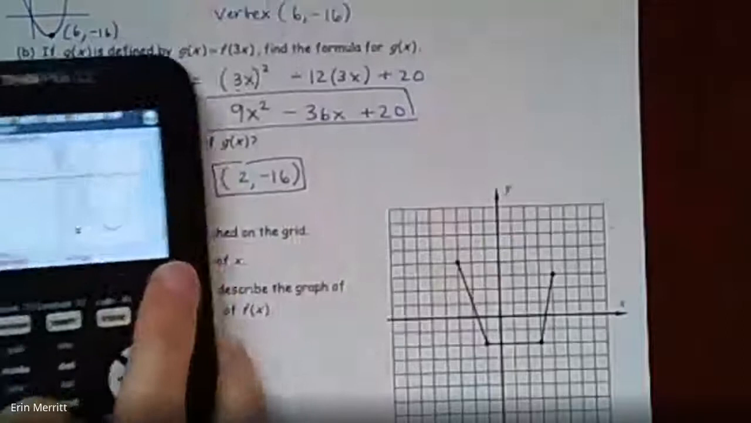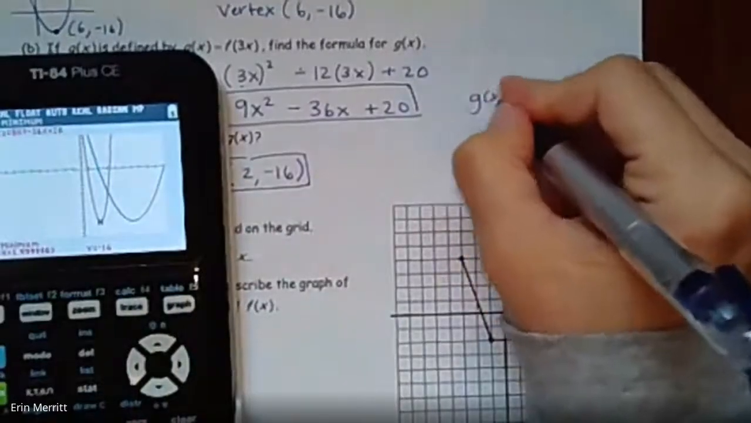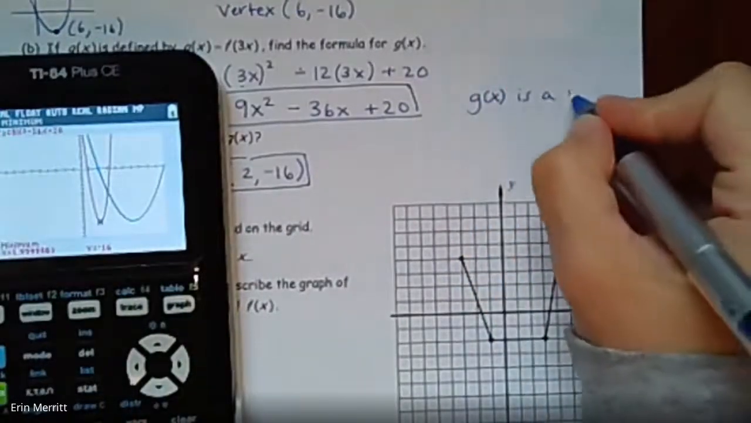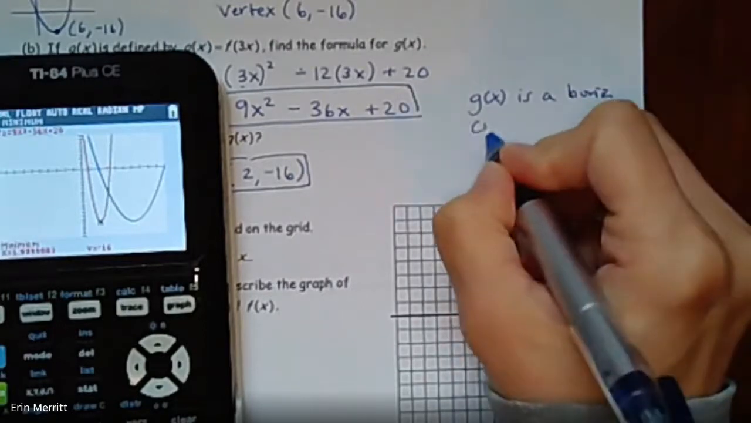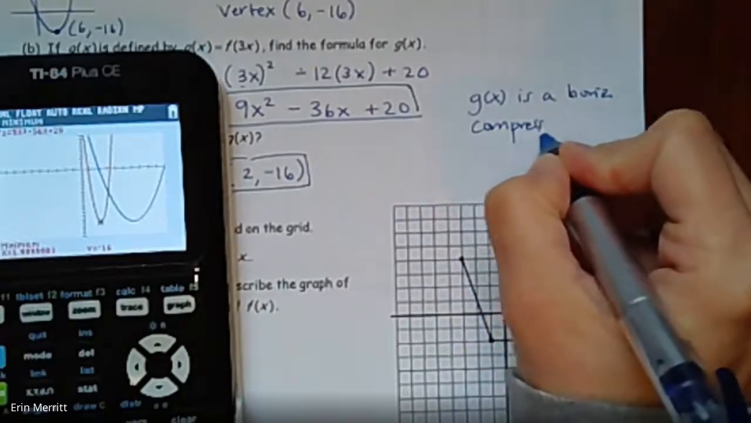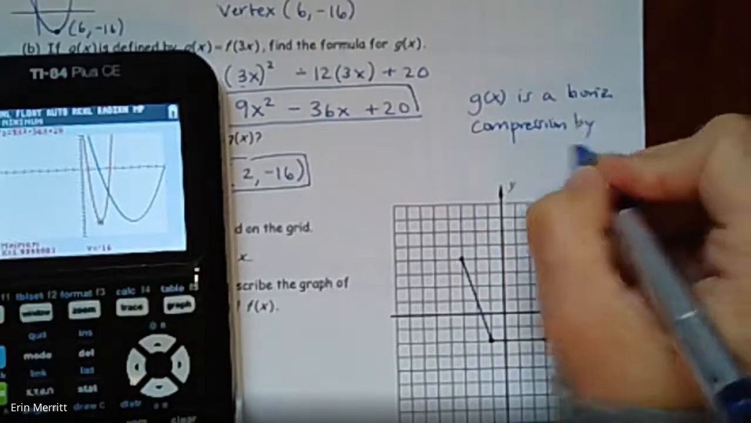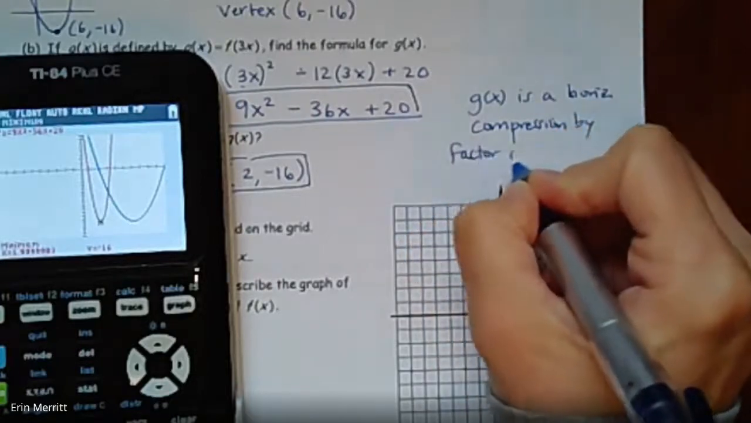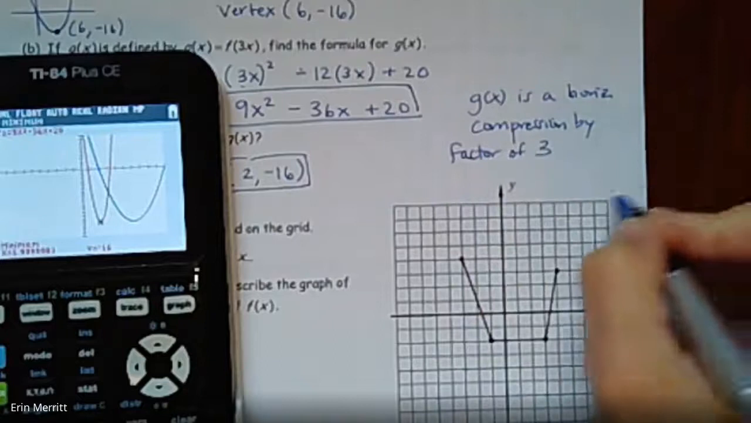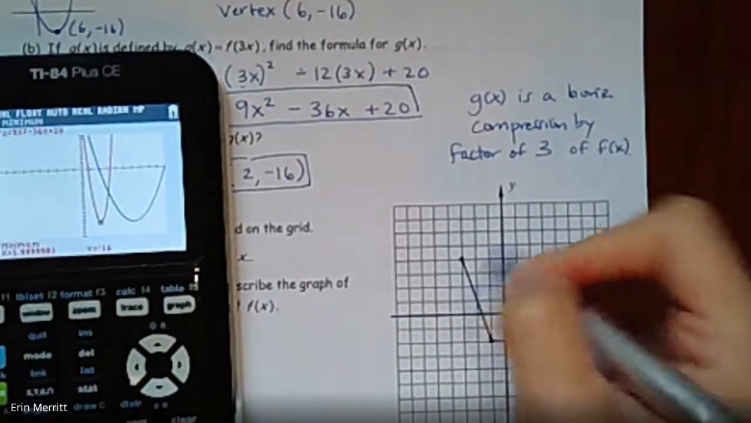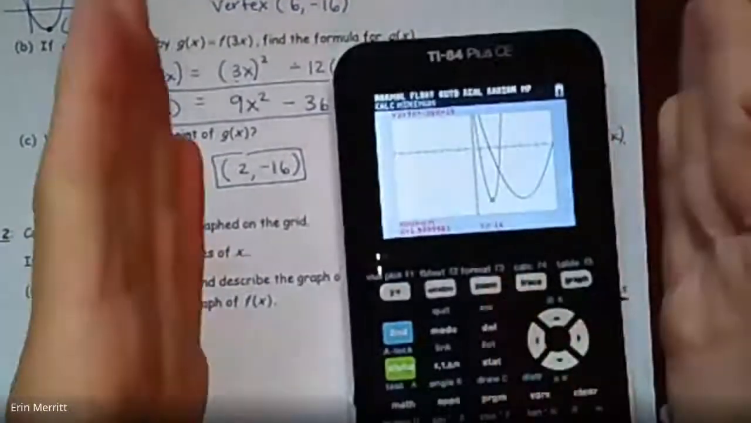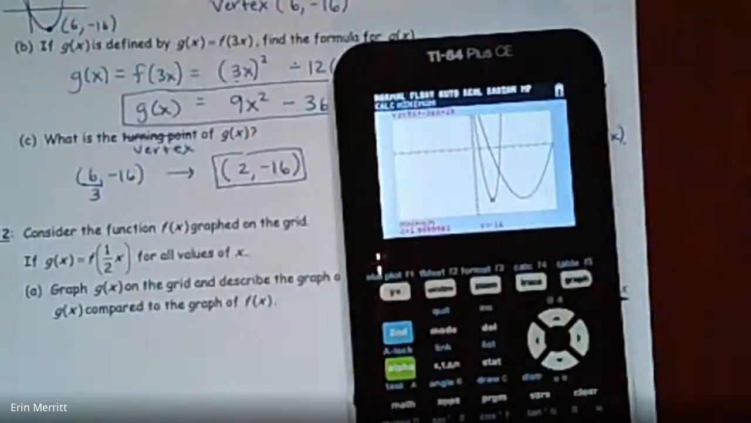All right. So keep in mind, g of x is a horizontal compression by a factor of 3, right, of f of x. And so we end up with that whole graph getting kind of smushed and narrower on the x and y axes here.